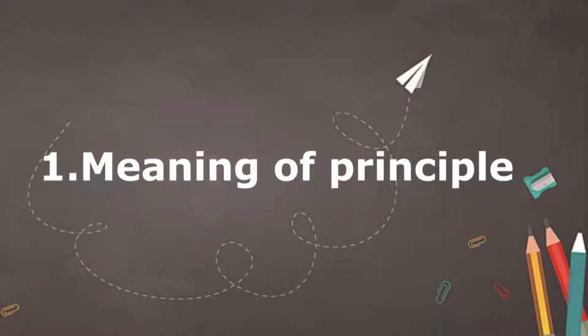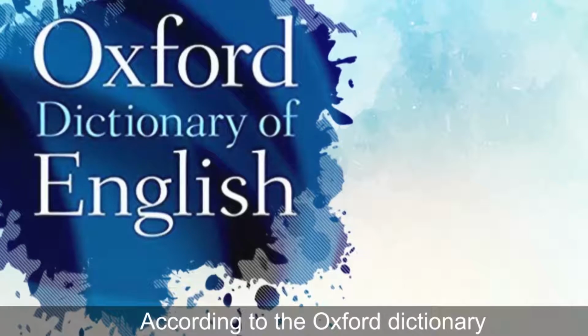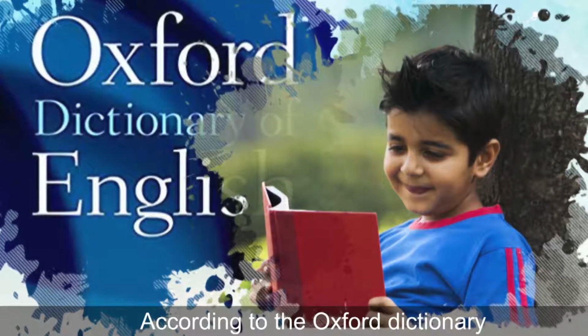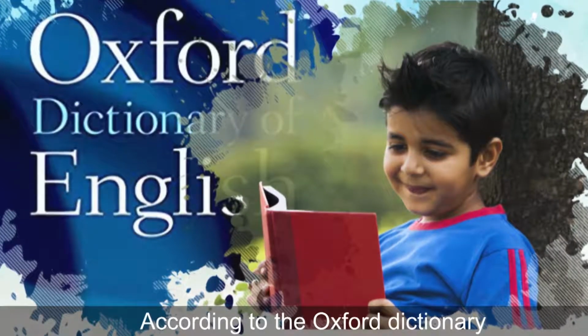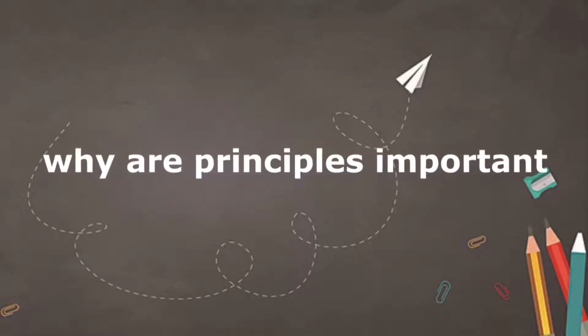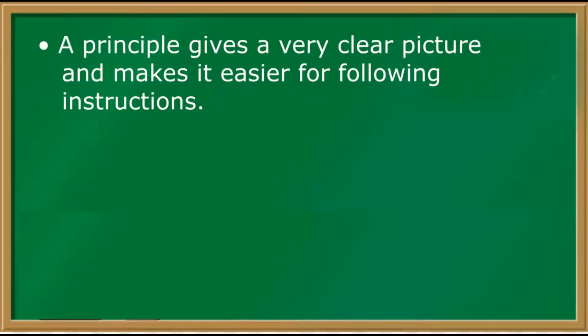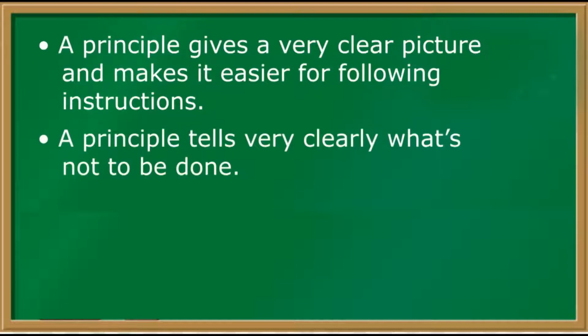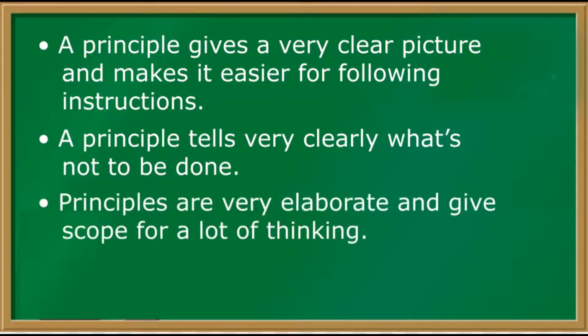Meaning of principle. According to the Oxford Dictionary, principle is a rule or a law that is a fundamental source or a basis of something. Why are principles important? A principle gives a very clear picture and makes it easier to follow instructions. A principle tells very clearly what's not to be done. Principles are very elaborate and give scope for a lot of thinking.